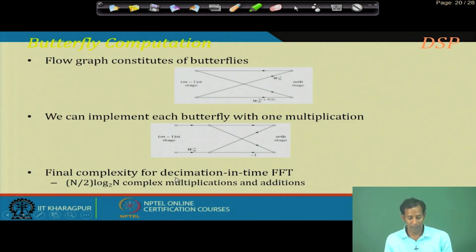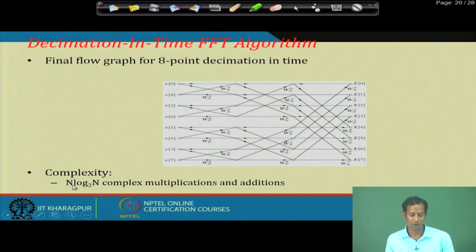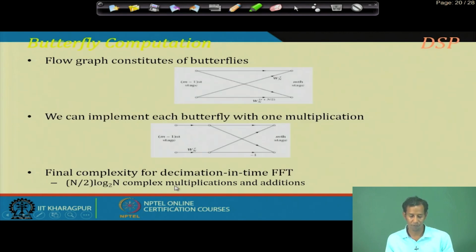So, the final complexity for decimation in time FFT, if we consider this kind of butterfly computation, will be n by 2 into log 2 base n complex multiplication and addition operations. In the earlier case we had 8 into 3 for an 8 point FFT, so 24 complex multiplication and addition operations. If we constitute this butterfly unit and use the twiddle factor values as 1 and minus 1, the requirement for complex multiplication and addition becomes 4 into 3, that is only 12 at that time.